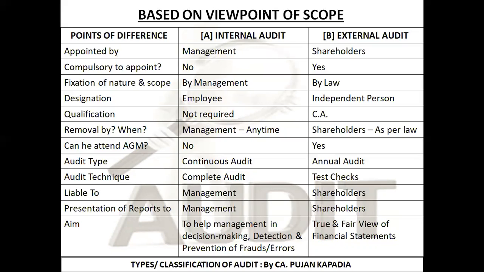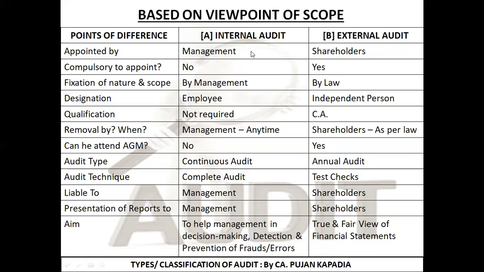So we are going to study it once, but we can gain its benefit for two times. Let's start. We are going to study it simultaneously, like what is internal audit and what is external audit. The first point is by whom the auditor is appointed, like who appoints the internal auditor and who appoints the external auditor. Internal auditor is appointed by the management, that is the board of directors, while external auditor is appointed by the shareholders, that are the real owners of the business.